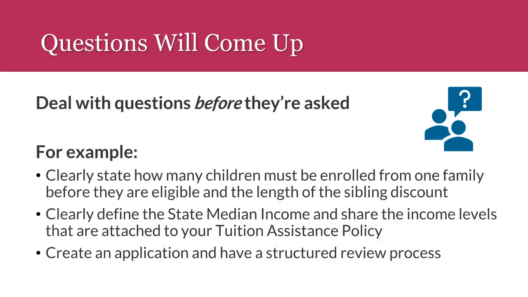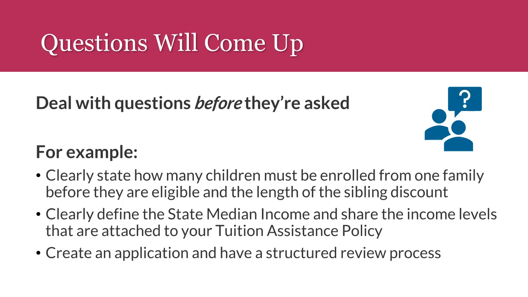Questions will come up. No matter what type of tuition assistance policy you decide to offer, it's inevitable that questions will arise. You should always make sure to explain the appeal process if you choose to offer one. And keep in mind that the easiest way to deal with questions is to answer them before they're asked. One way to do this is to make sure you have clearly stated who is and who is not eligible for any type of financial assistance, including scholarships. If you will be making decisions based on applications submitted by families, make sure your decision points are clear so all staff and families understand them.